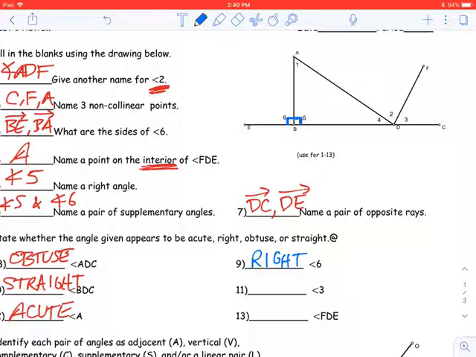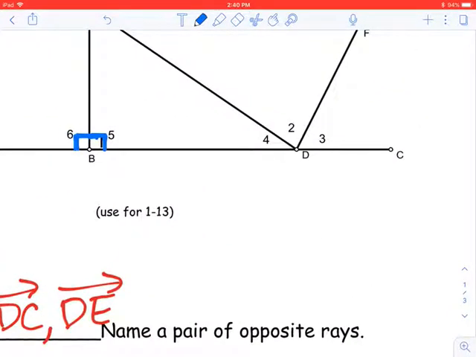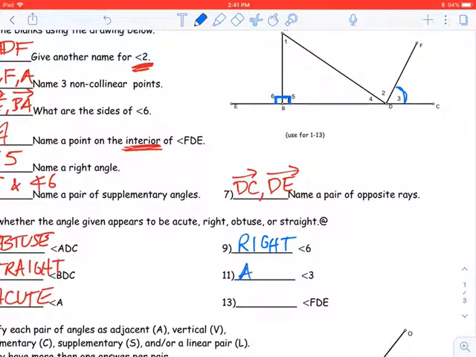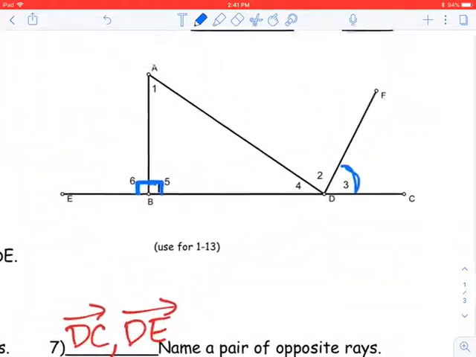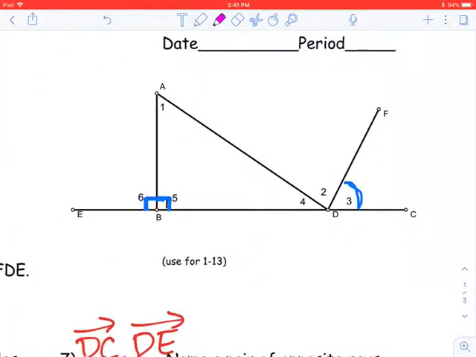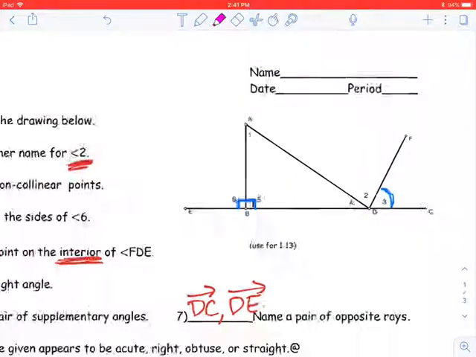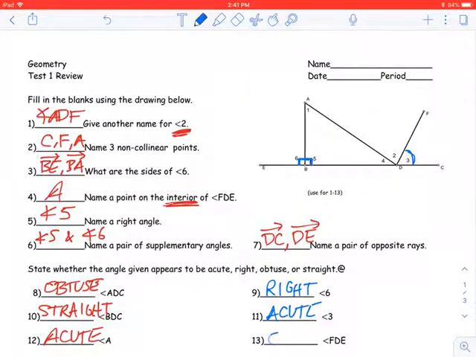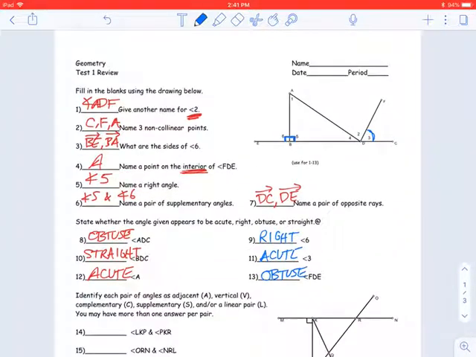Okay, and then number 11, 3. A right angle would have to go straight up, so this is an acute because it's smaller than a right angle. And then finally, FDE. So F, D, and an E goes that way. Obviously, that is an obtuse angle. Okay, so that's it for that first section.